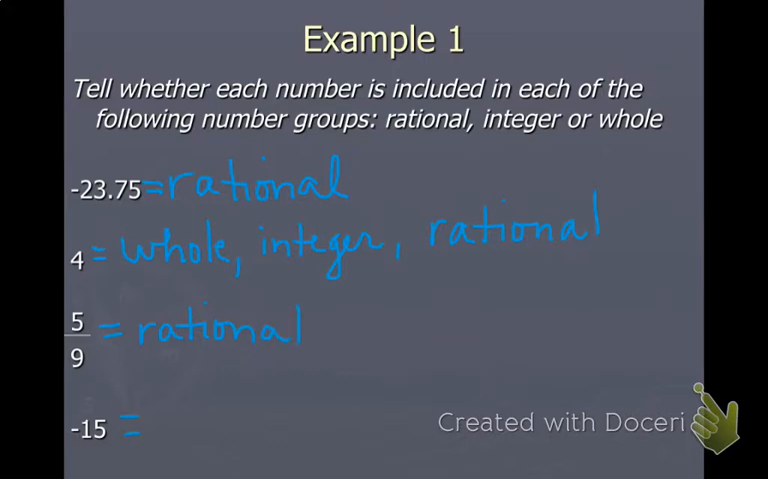And -15. -15 is not a whole number because it's negative. It is the opposite of a whole number. It's the opposite of 15, so it belongs to the integer group, but not to the whole group. And rational.